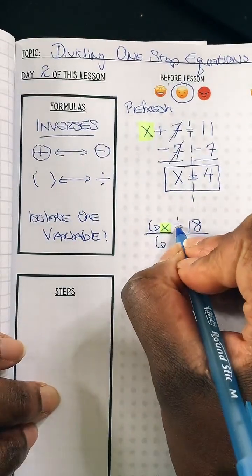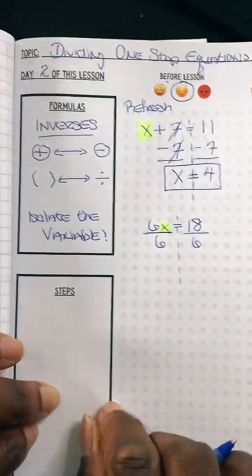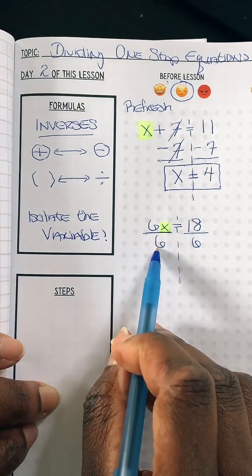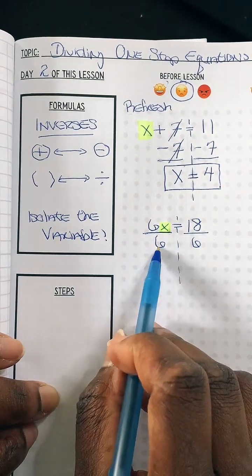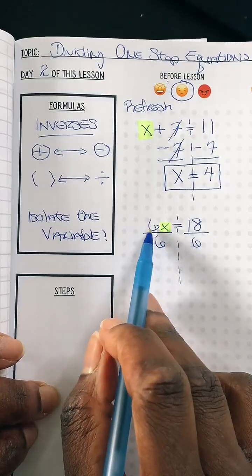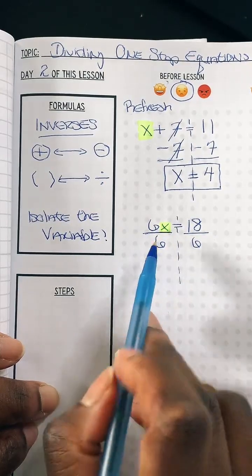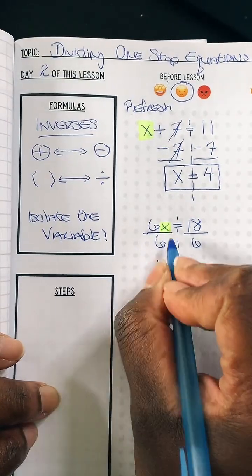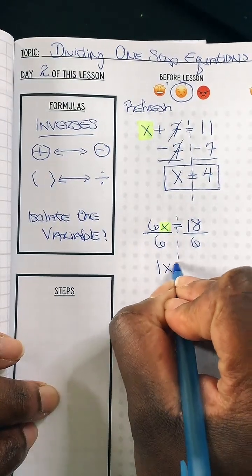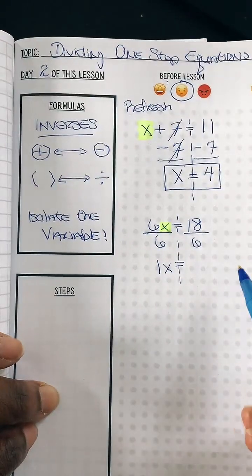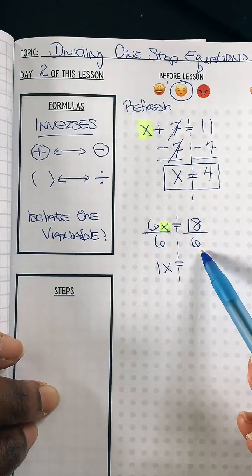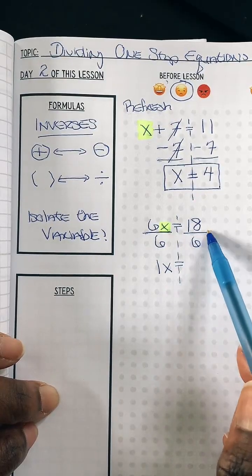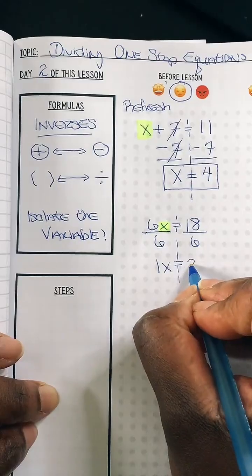Whatever I do to one side of the equal sign, I'm going to do to the other. So now this time 6 is being divided by 6. So this is not going to give me 0. It's not 6 minus 6. It's 6 divided by 6. So anything divided by itself will always equal 1, and I'm going to bring down my x. So now we have 18 divided by 6. So how many groups of 6 can fit into 18? That will be 3.